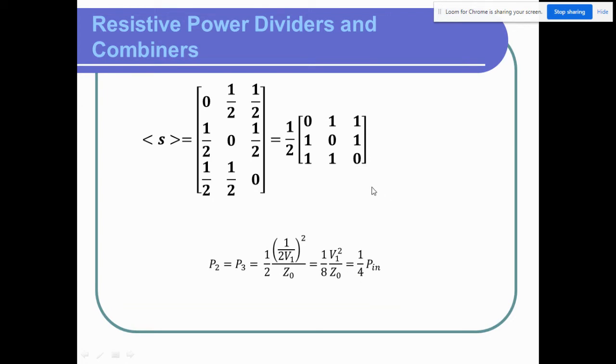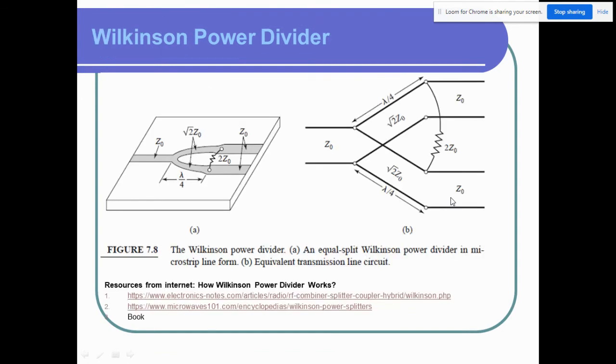To deal with this issue, which is that half of the power is gone, even though theoretically the circuit has no reflection, we need to deal with this issue also. So to deal with this issue, the Wilkinson power divider has been designed.